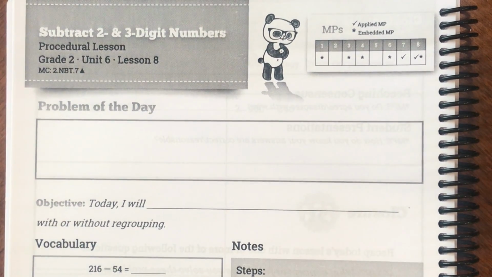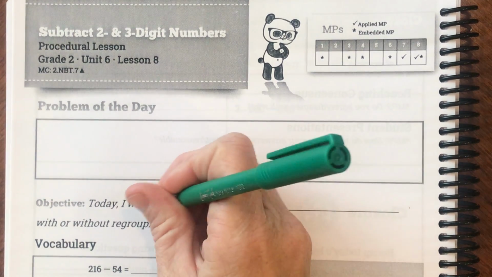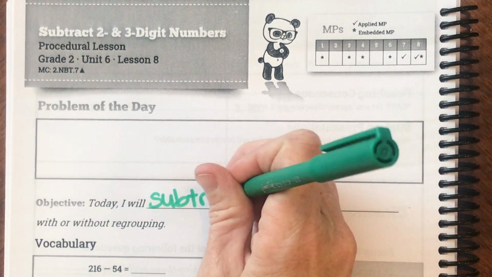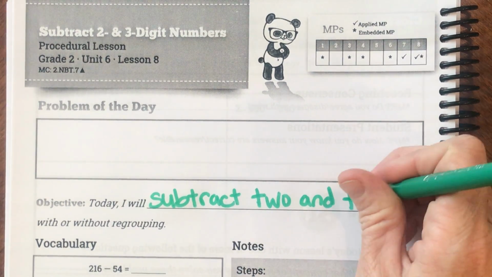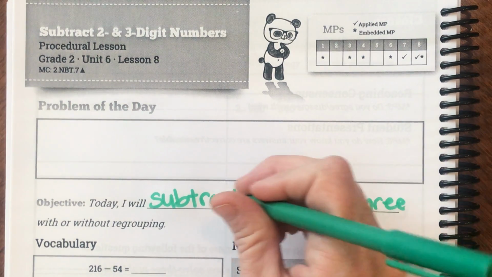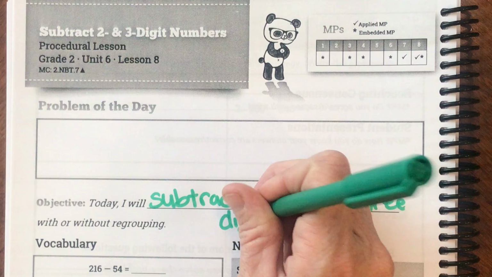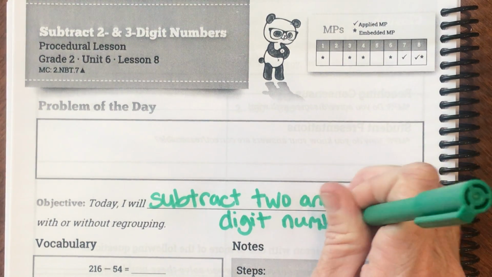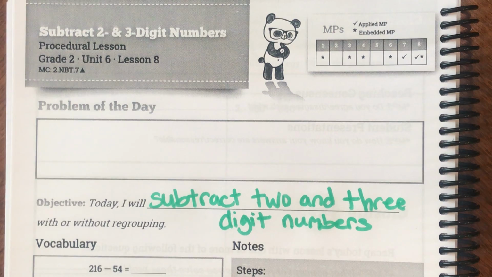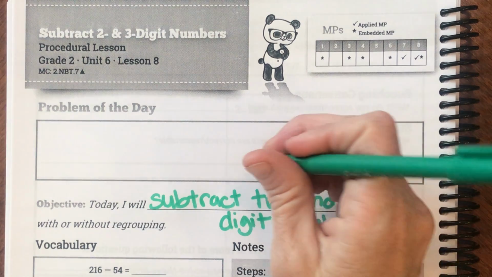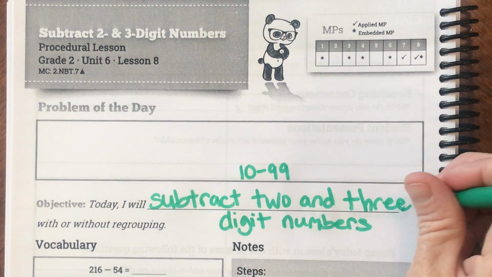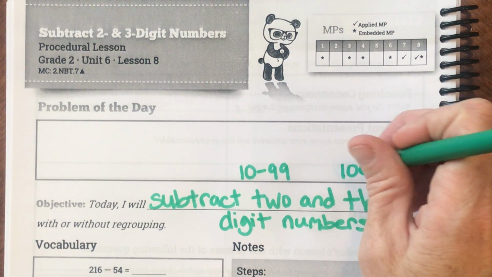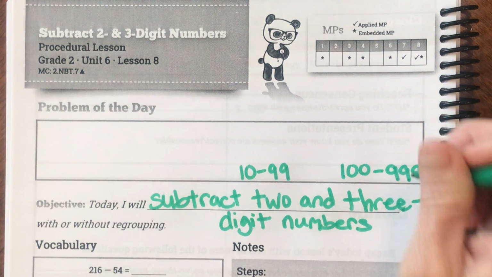Our objective today is I will subtract 2 and 3 digit numbers with or without regrouping. Okay, so let's read that one more time. So today I will subtract 2. Remember, 2-digit numbers are anywhere from 10 to 99. And 3-digit numbers are anything from 100 to 999.